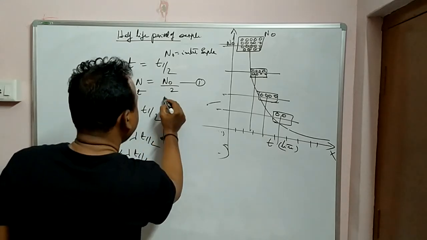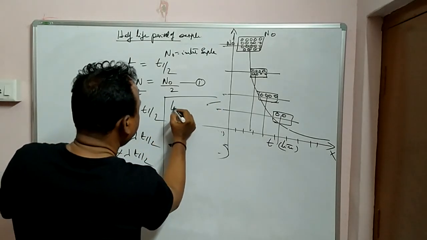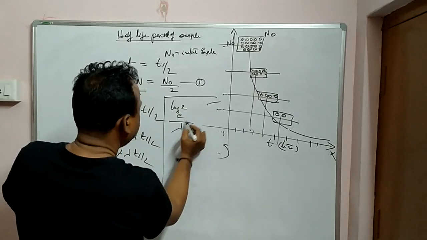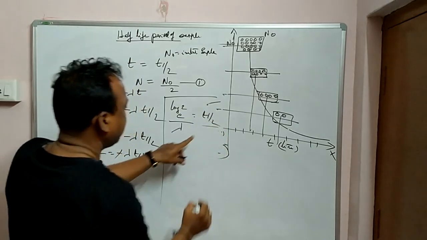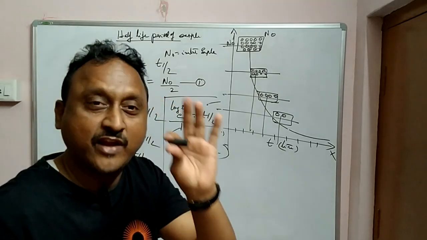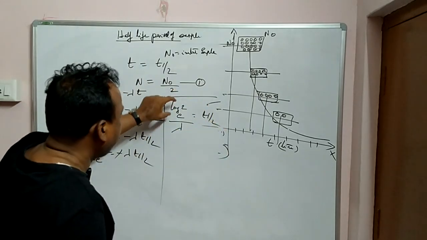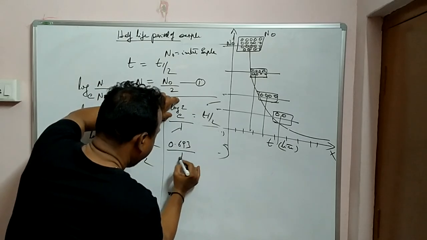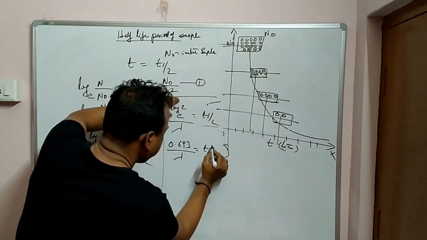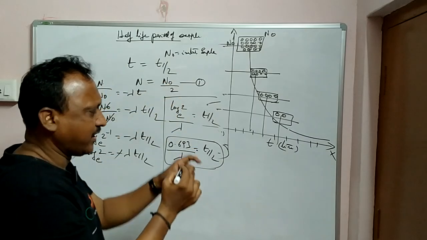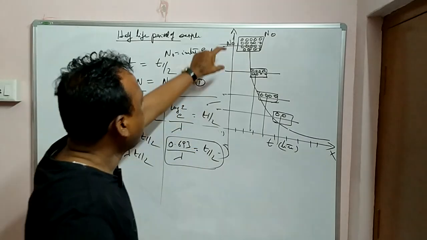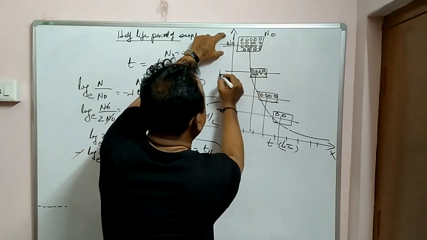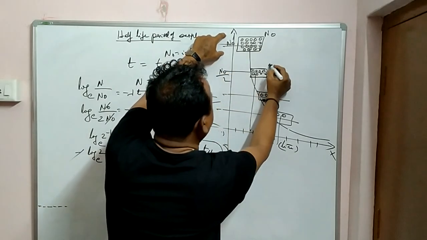So finally, what is the formula I got? Log 2 with base e by lambda is equal to T half. This is the formula for the half-life period of a sample. And we know log 2 with base e is 0.693, so T half is 0.693 by lambda. So this is the formula for half-life period. And the initial sample concentration has become half now in T half.